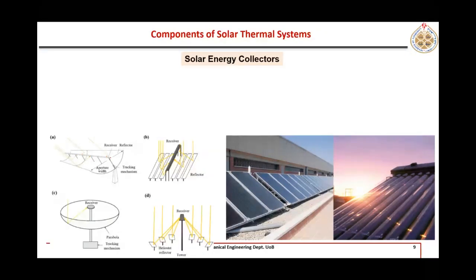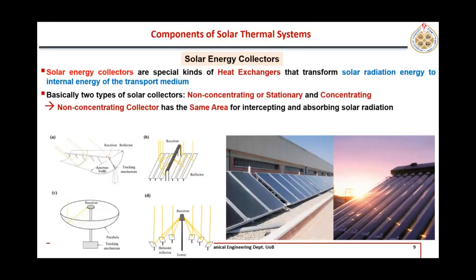What are the two major categories? Here, those are mentioned: non-concentrating or stationary type. The second major category is concentrating type. So here we see this non-concentrating or stationary. Stationary means they are not tracking, they remain fixed in their position.